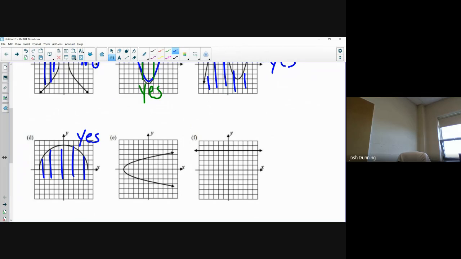E, sideways parabola. It fails pretty much everywhere. So no. And F is a horizontal line. There's no way you can connect 2 points of a horizontal line with a vertical line. So it definitely is a function.